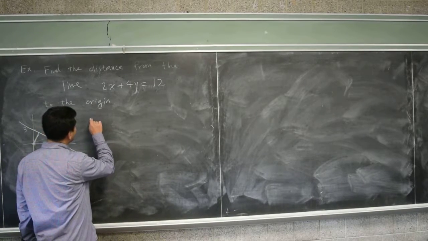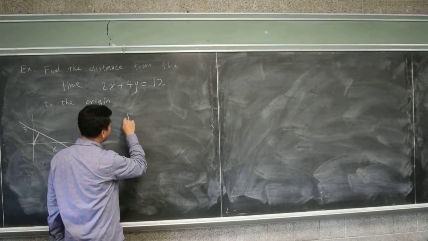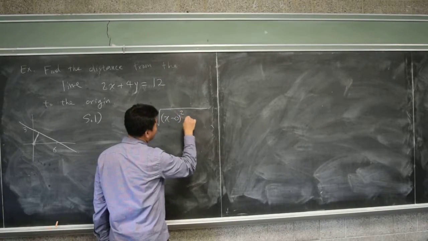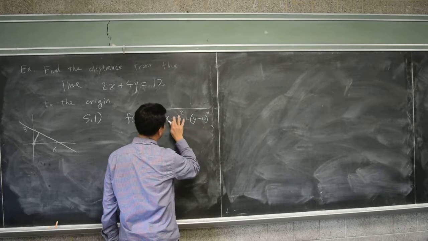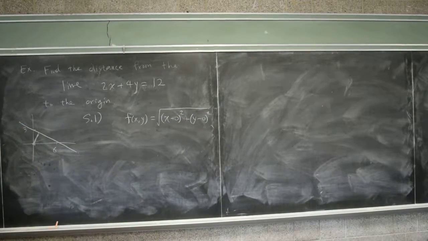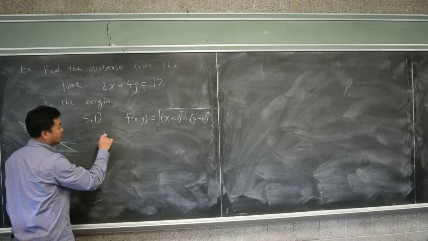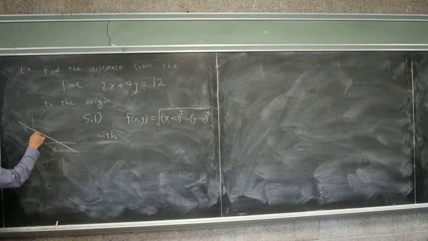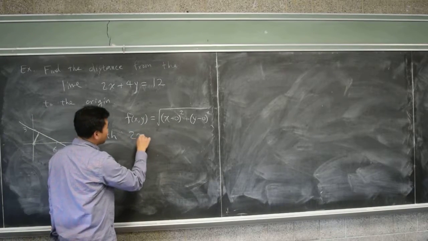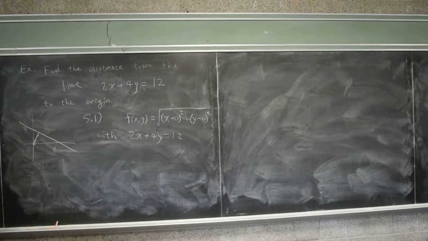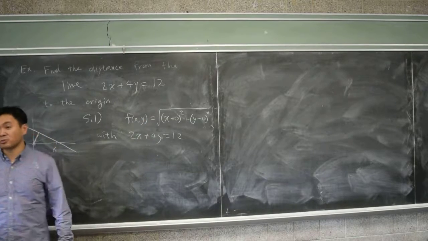You can say, if I take the function f(x, y) as the square root of (x minus 0) squared plus (y minus 0) squared, which is like the distance between the points (x, y) and (0, 0), under the constraint. What's the constraint? The constraint is that the points that we're considering should be on this line, right? With 2x plus 4y equals 12. That's our constraint, right? So we're trying to minimize this under this constraint. That's the question.